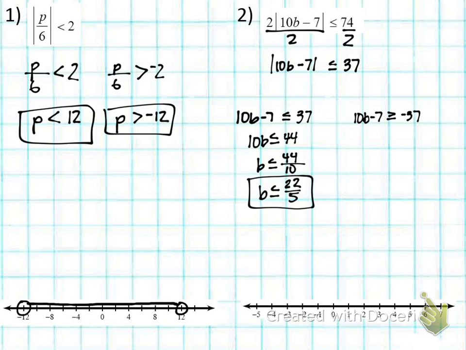Okay, next solution. Add 7 to both sides. You have 10b is greater than or equal to negative 30. Divide both sides by 10. b is going to be greater than or equal to negative 3.